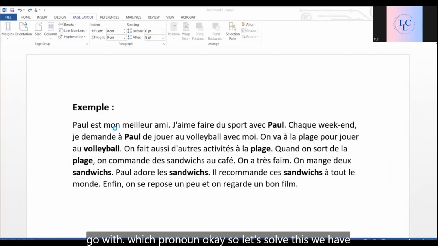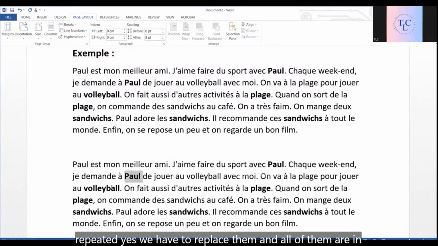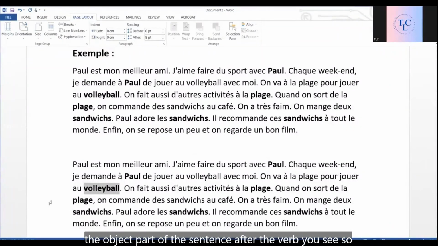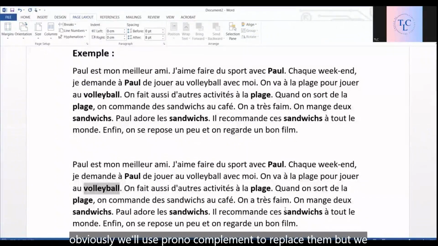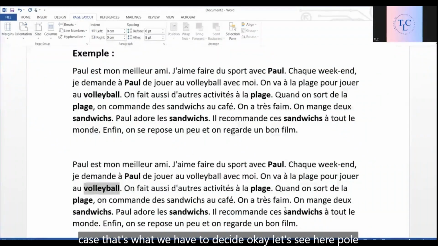Okay, so let's solve this. We have already marked the words or the nouns that are being repeated. Yes, we have to replace them. And all of them are in the object part of the sentence after the verb. You see? So obviously we'll use pronom complément to replace them. But we have 5 pronom complément. Pronom en, pronom y, pronom COD, pronom COI, pronom tonique. So which pronoun to use in which case, that's what we have to decide.